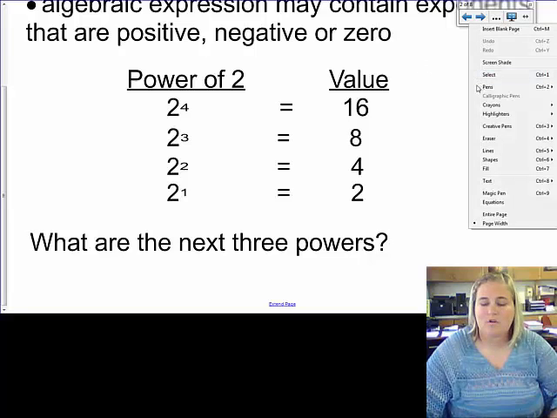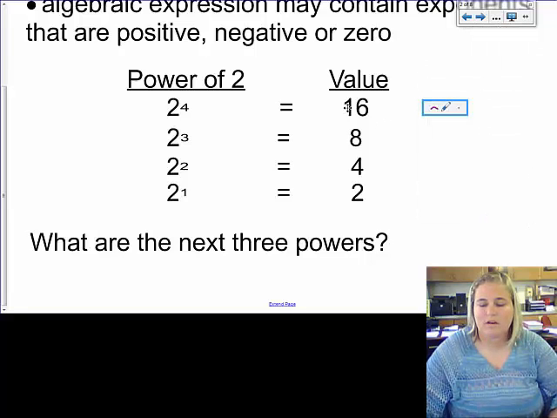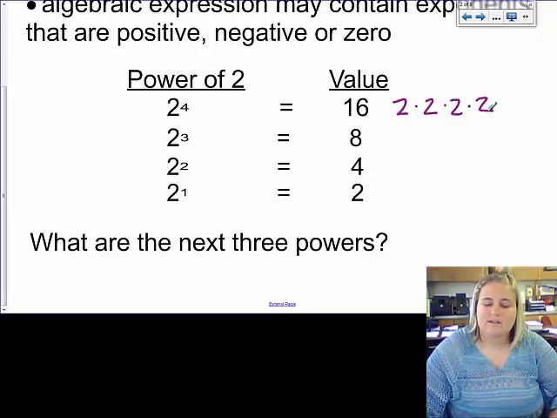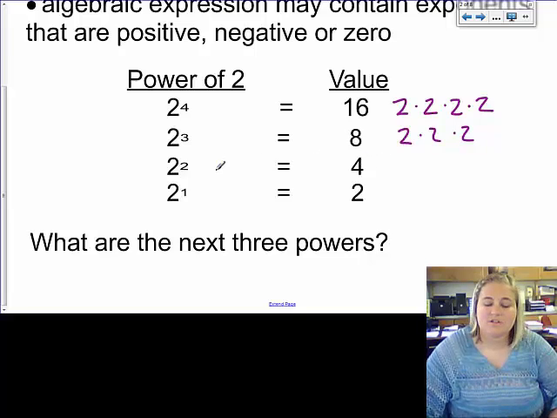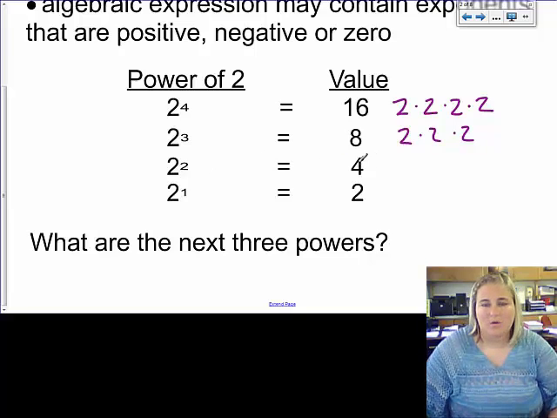Okay, 2 to the 4th power, we know, means 2 times 2 times 2 times 2, 2 four times, and that gets us 16. 2 to the 3rd power gets us 8, so we have 2 times 2 times 2 gets us 8. 2 times 2, or 2 to the 2nd, excuse me, is 4, and 2 to the 1st is 2, but it says what are the next 3 powers?